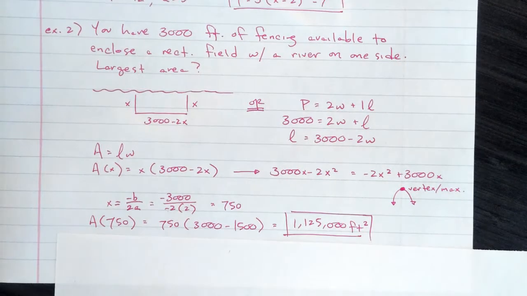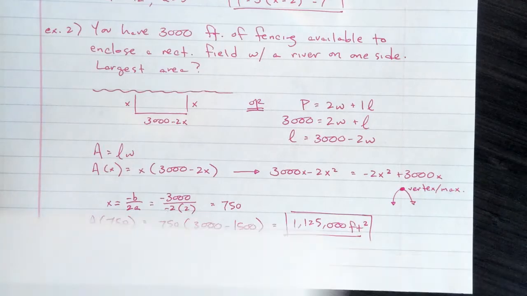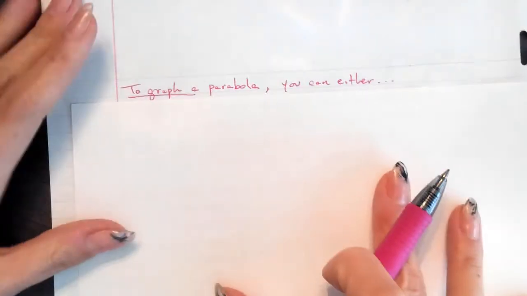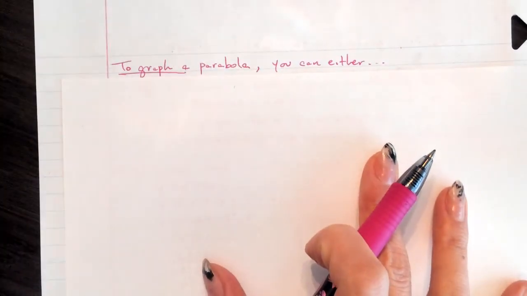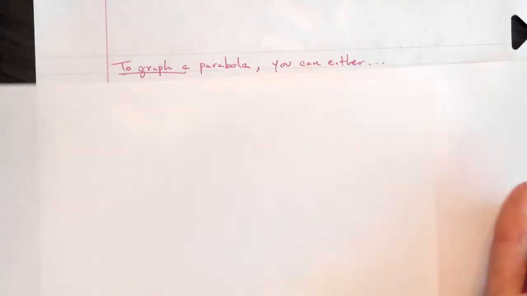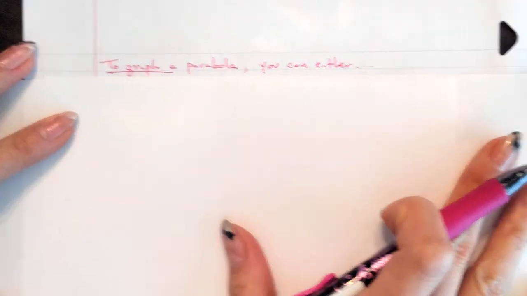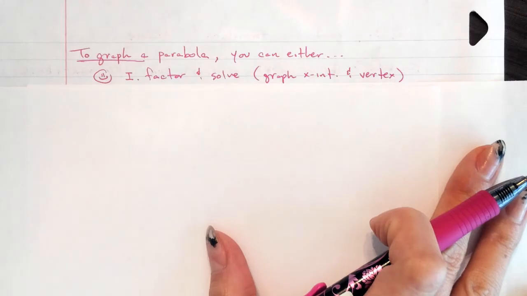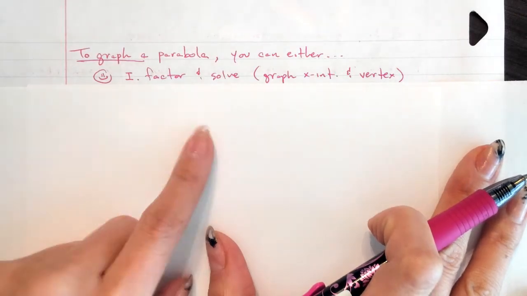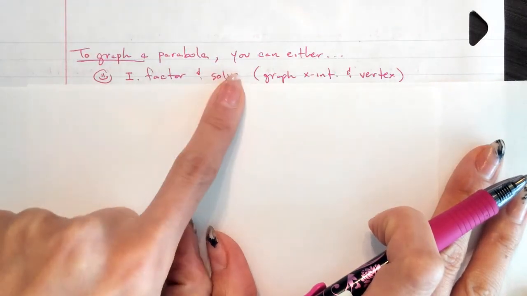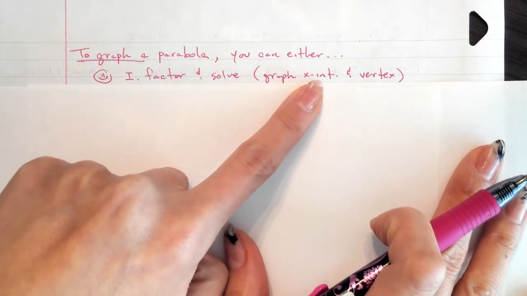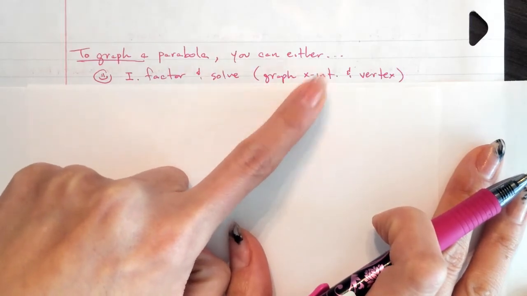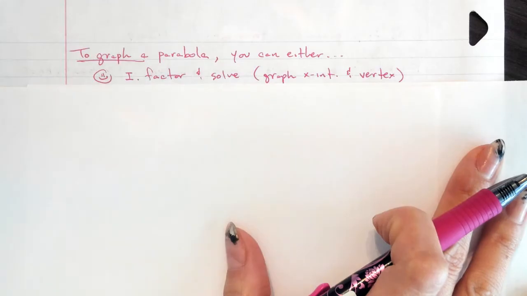Okay, so then our last piece. So flipping it to the back, and we are going to talk about how to graph a parabola. So to graph a parabola, you can do one of three things. The first one is my favorite because it's usually the fastest and the easiest. You guys know how to factor, so you factor and solve. That gives you x-intercepts. If you have two x-intercepts, you just find the middle, and then you find the vertex. And then you have 3 points.